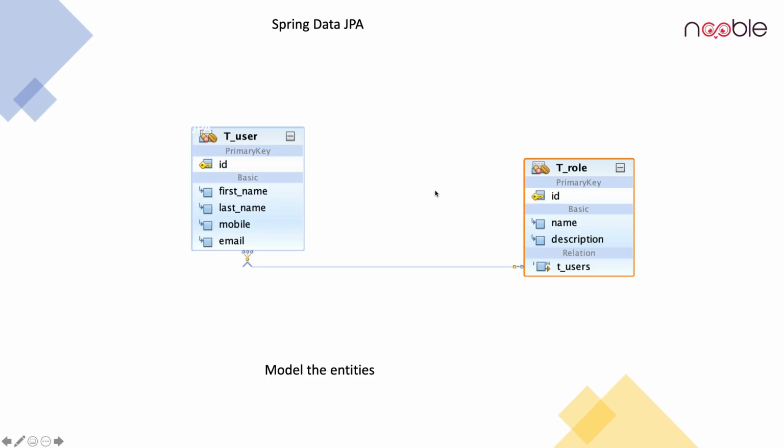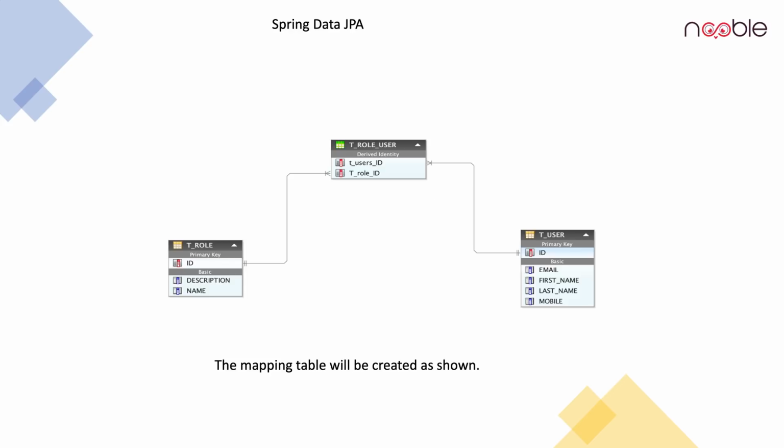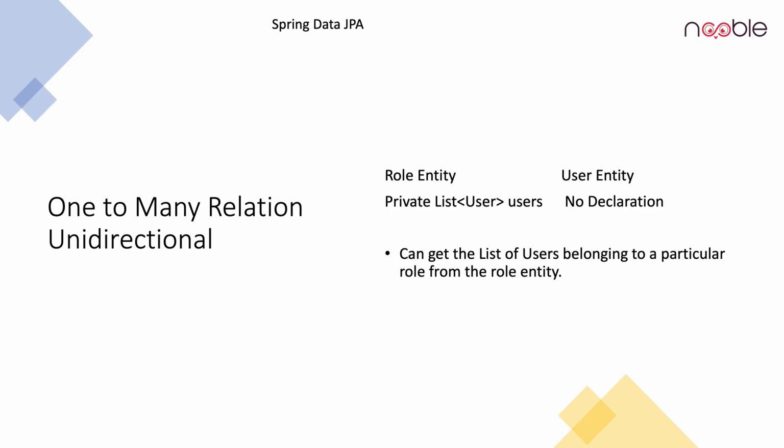Now let us look at the table structure. A mapping table will be created with t_users_id and a t_role_id. This is how a unidirectional relation is modeled. Now let us talk about the role entity and the user entity. Since it is a unidirectional one-to-many relation, we will be declaring a list of users in the role entity, whereas the user entity will not have any declaration. We can get the list of users belonging to a particular role from the role entity.